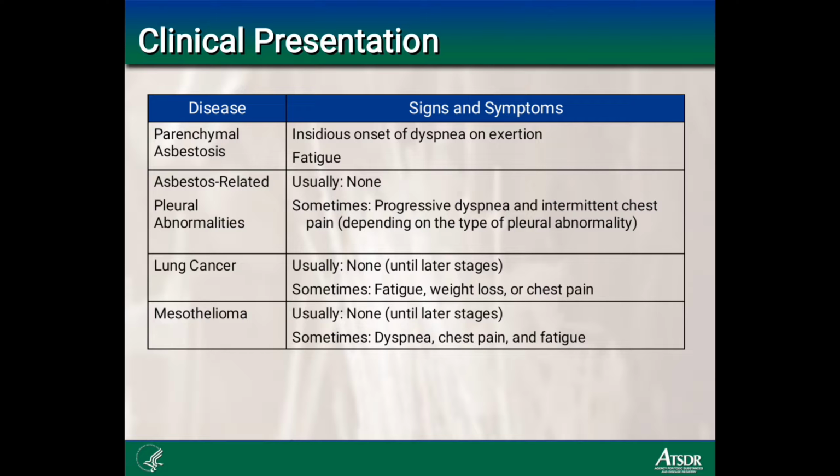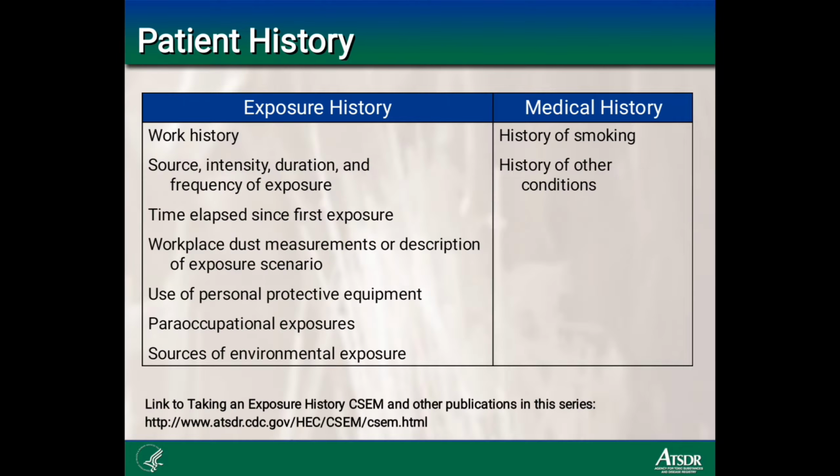Third, we have lung cancer. We don't see any signs and symptoms, but sometimes fatigue, weight loss, or chest pain. Fourth, we have mesothelioma. Also, we don't have any signs and symptoms for this, but sometimes we see some dyspnea, chest pain, and fatigue in some cases.